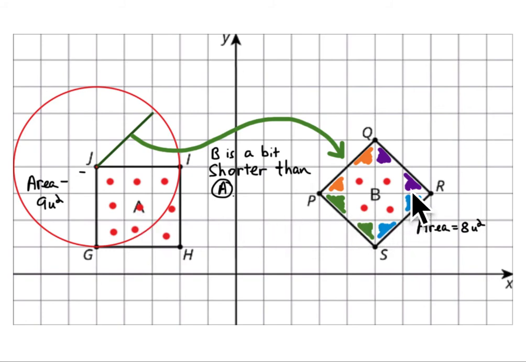For B, a little bit harder because it's rotated, but there are 4 square units, but then each of the colors add to another square. So this is a half a square, and this is a half a square. So these two orange triangles add to a whole square. These two purples add to a whole square. These two blue triangles add to a whole square. The two green triangles add to a whole square. So this is 1 square unit, 2 square units, 3, 4, 5, 6, 7, and 8. So the area of B is 8 square units, or 8 units squared, same thing.